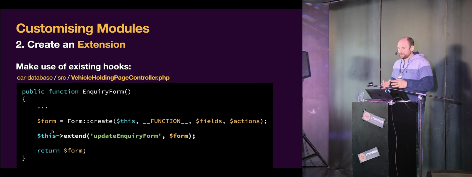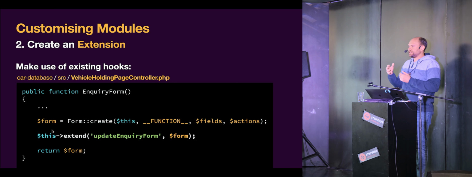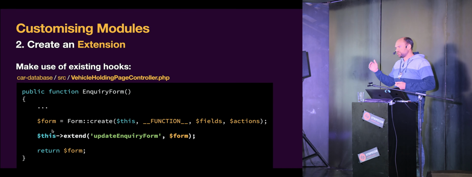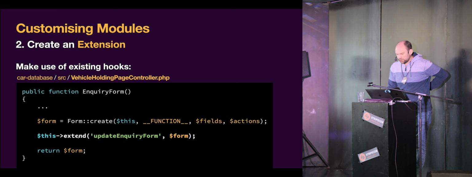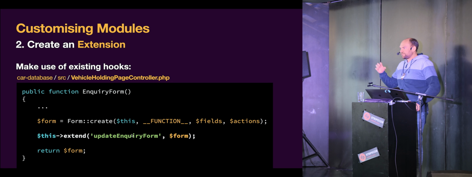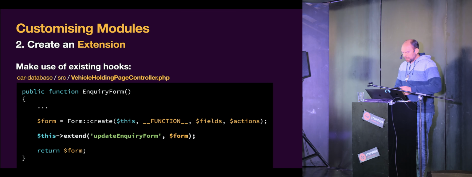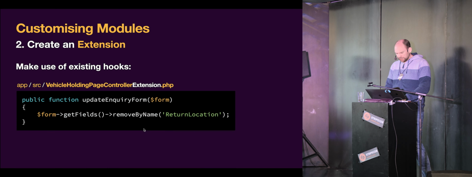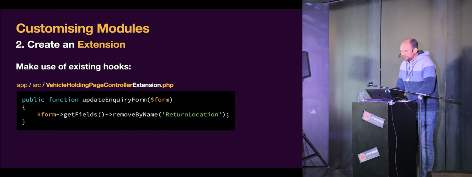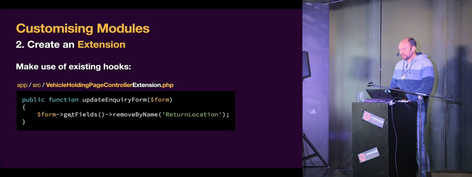When using extensions, you can also make use of existing hooks that the developer of a module has put into their code. So have a look through the code and see if you can find any instances where it says $this->extend. And that allows you to then jump in from your extension and modify the particular object that has been passed to this line. So here, for example, if I, as the module developer for our car database, it would probably be a good idea for me to add this extend line in our inquiry form method to allow anyone to modify the form object. Simply by creating their extension, creating a method with the name updateInquiryForm, and then that allows them to modify the form in any way they see fit.